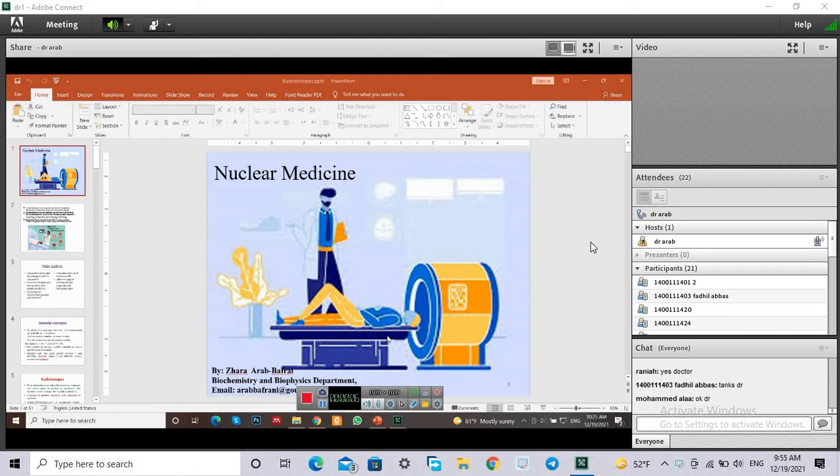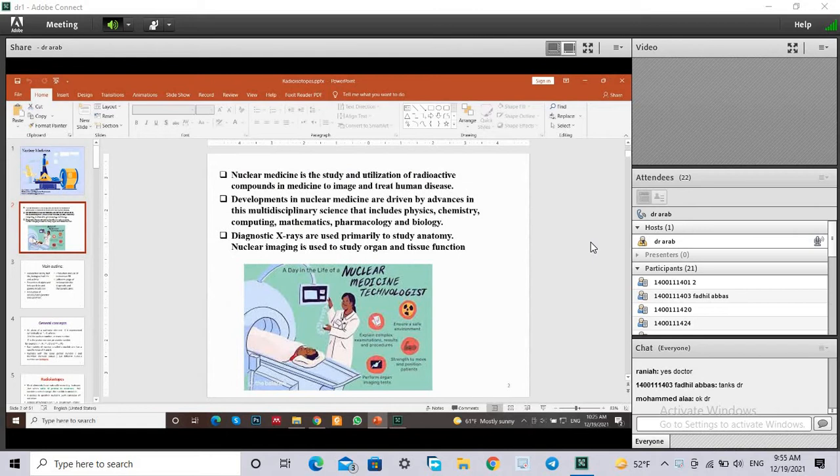In this chapter, we want to speak about nuclear medicine as the main chapter of the medical physics course. At first, we want to know what nuclear medicine is and why it is important for us as physicians to know about it.